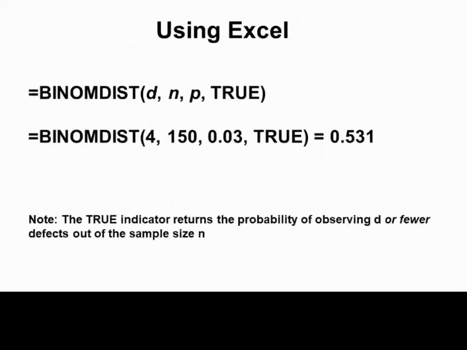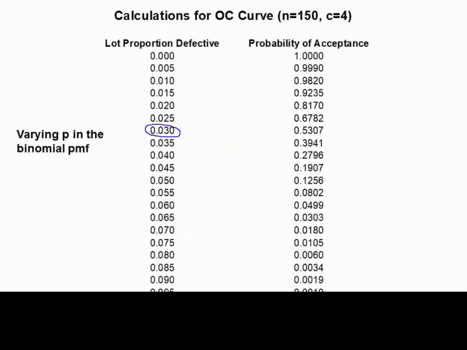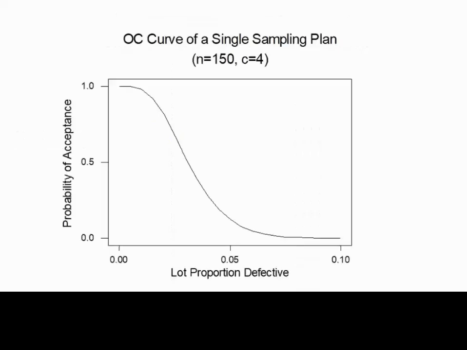So I'll go back and redo this for different values of P: 0, 0.01, 0.02, or maybe even numbers in between, which I did here. And then I can see how the probability of acceptance changes as the lot proportion defective starts at 0 and increases. That's the OC curve, right? This is the relationship. This is on the x-axis. This is on the y-axis. So there's my OC curve.